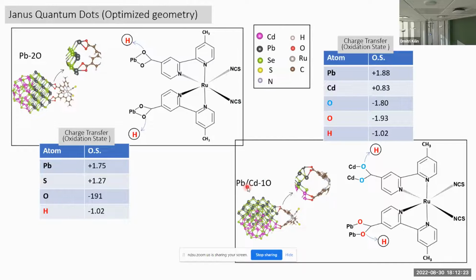The last model I have with the lead and cadmium interface is with the 1O group on each side, lead and cadmium, and we can see the 2 oxygens from the COOH group making a bridge over here. And this is also doing the same thing on the other side.